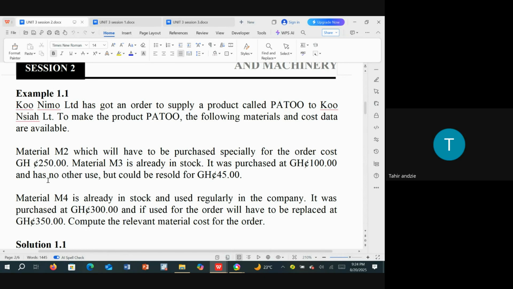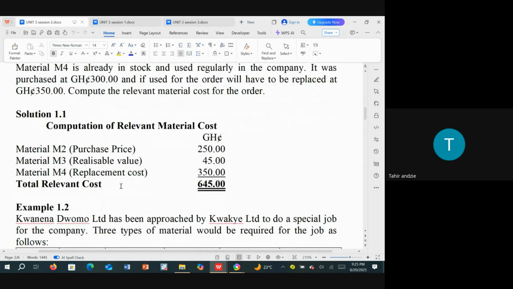It is a replacement cost because this material is in stock and it is used regularly. When used for pato, it has to be replaced. So the relevant cost will not be the purchase cost, but rather the replacement cost, which is what? 350. Good. So that is how you do it. See, this is how you do it.